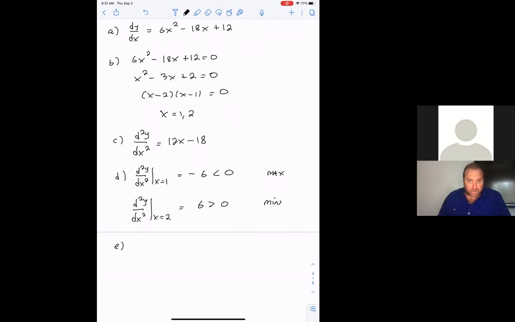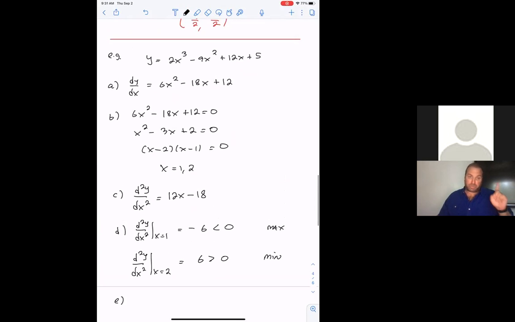And by the way, just going back here to part B, I didn't actually answer it. It said find the coordinates of the points on the curve. We just got the x values, right? So we have 1 comma something and 2 comma something, but we haven't yet gotten the y values. How do I know the y values? Second derivative gives me concavity. First derivative gives me increase or decrease, rates of change. Original function gives me y values.